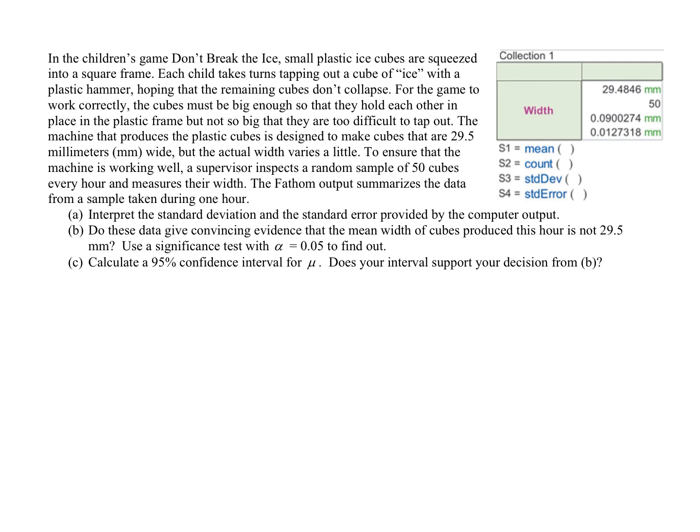That output at the side, that's called Fathom, the software for stats, summarizes the data from a sample taken during 1 hour. Okay, so you're going to notice there are 4 different numbers here, and then Fathom below tells you what each of them are. So the top number is the sample mean, it was a sample size 50, and then we have the standard deviation and the standard error. Before we actually do the test in part A, we're going to review how do you interpret standard deviation and how do you interpret standard error.